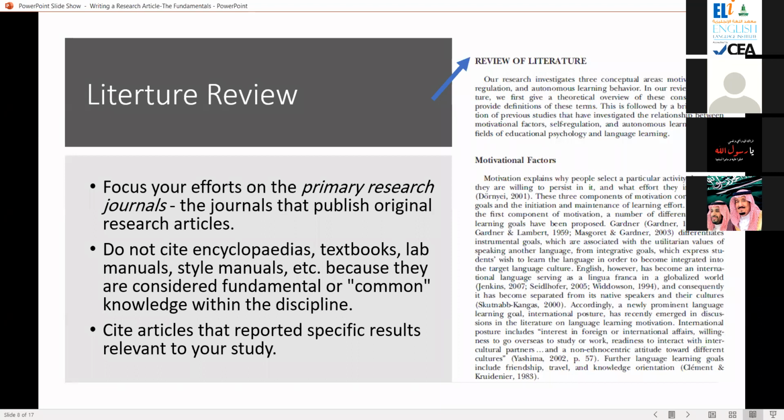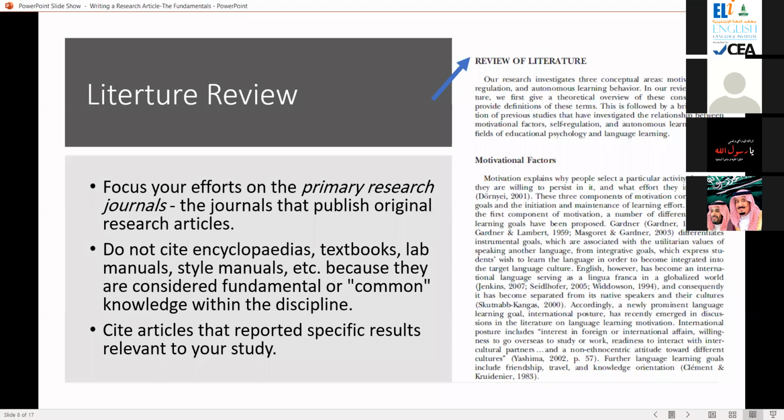Many students go back to encyclopedias, textbooks, and maybe in other fields lab manuals and everything. But you have to be very, very careful, because this could be considered common knowledge. And therefore, you don't cite them, and they're not necessarily considered literature that would support an argument within your research or within your study.